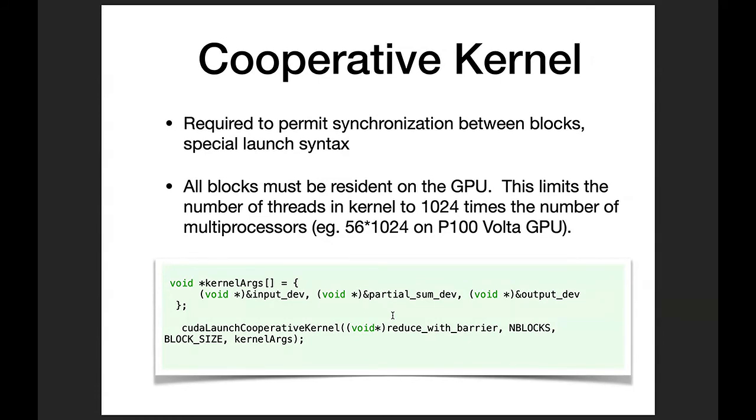And the final thing is when you launch a cooperative kernel, the syntax for launch changes a little bit. Specifically, you write your kernel as you did before, but to launch it, you have a function called cudaLaunchCooperativeKernel, the first argument of which is the kernel itself, a pointer to the kernel, and then number of blocks, block size, and then finally kernel arguments. And kernel arguments cannot be supplied directly. You actually have to create an array of pointers to the arguments and pass that. So it is a little bit annoying, but that's required.